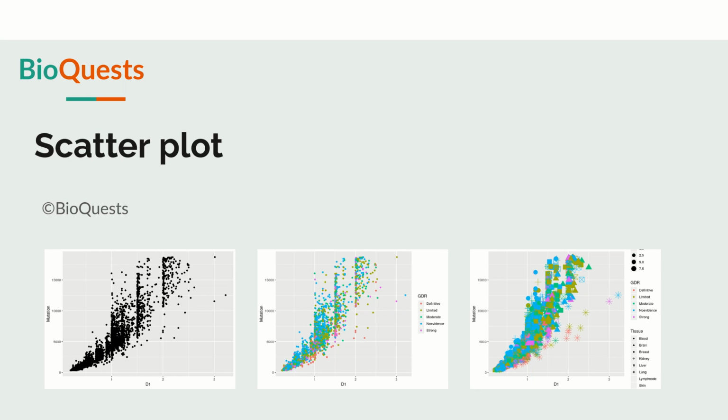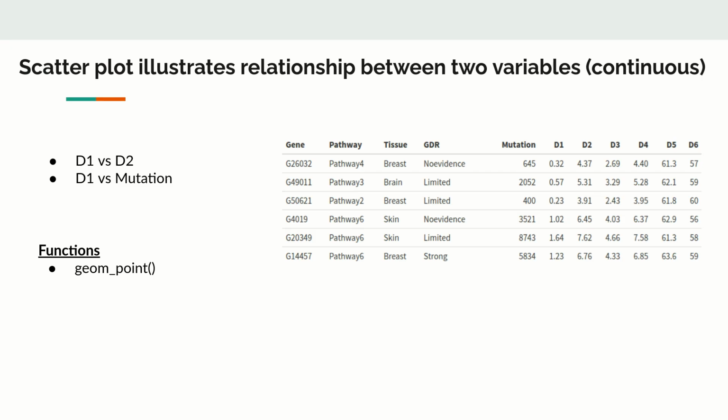Hello friends, in this video we will explore scatter plot. So mainly scatter plot illustrates the relationship between two variables, and one will be represented on x-axis and the other will be represented on y-axis, and both variables have to be in the continuous data scale.